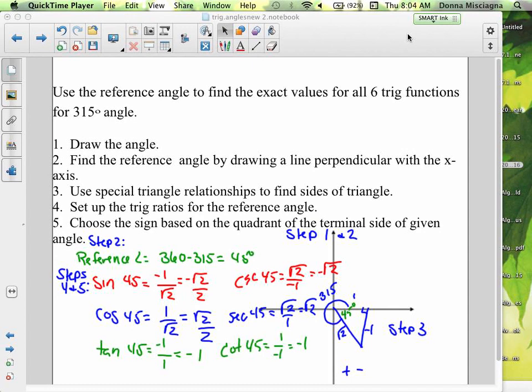Pause. You should have the notes from me that were delivered, so pause the tape and copy these ones down. The first one is an example. Here you can see steps 1 and 2, step 3, steps 4 and 5, all the steps for finding the 6 trig ratios. Okay, so pause the tape and copy it. There we go.